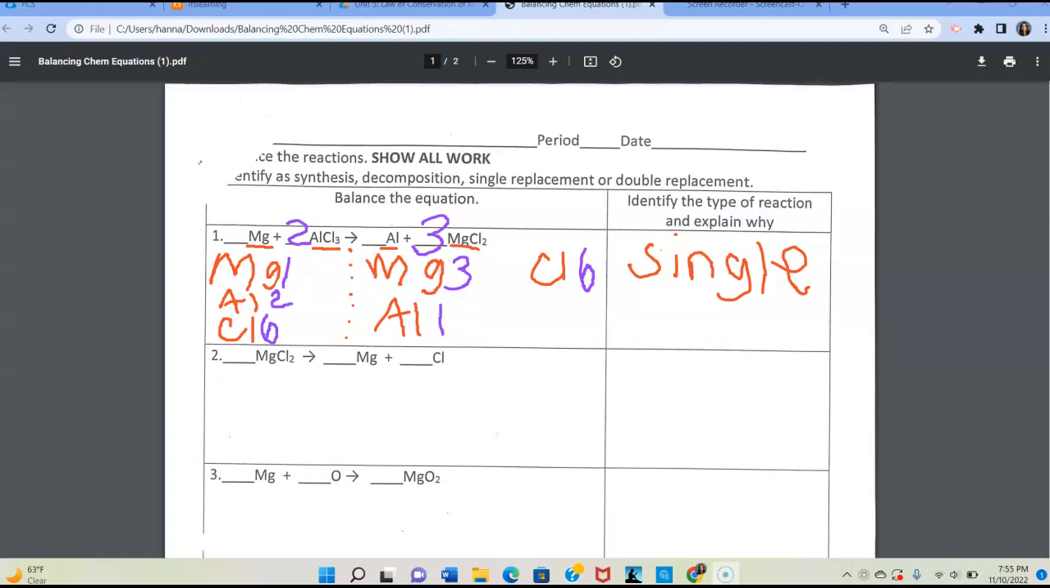Right away, I see, uh-oh, my magnesiums and my chlorines aren't aligned. So again, I look for the side that has the least amount. Right here, I can easily fix this. All I've got to do is add a 3 to my magnesium. Now I can change this, right? And because magnesium is by itself over here, it doesn't affect any other element. So I've got 3 for magnesium.